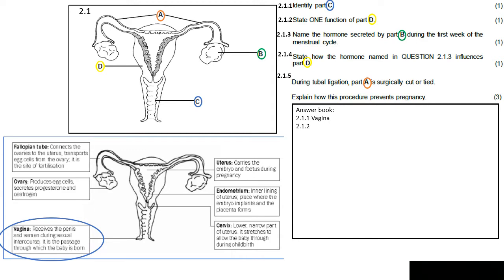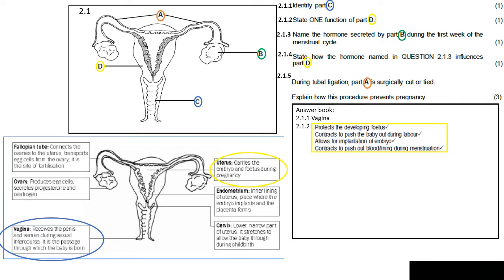D is the uterus, which carries the embryo and fetus during pregnancy, and you can also say it protects the developing fetus, contracts to push the baby out during labor, allows for implantation of the embryo, or contracts to push out blood or lining during menstruation.